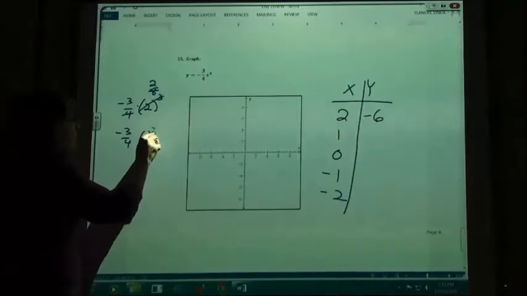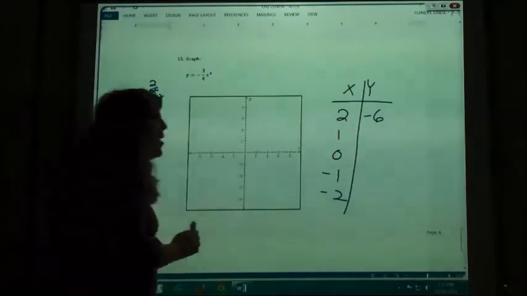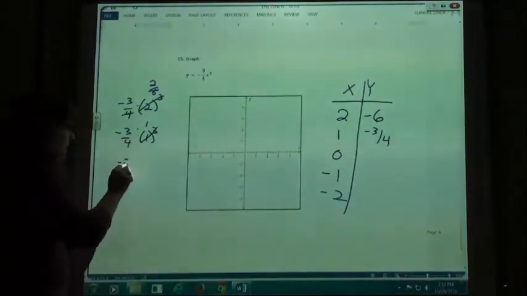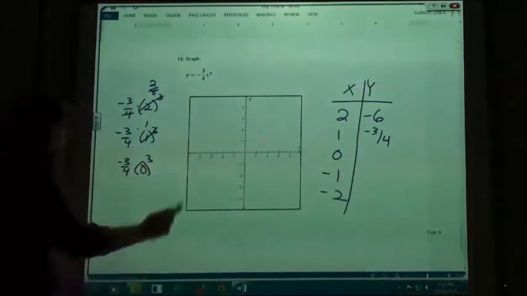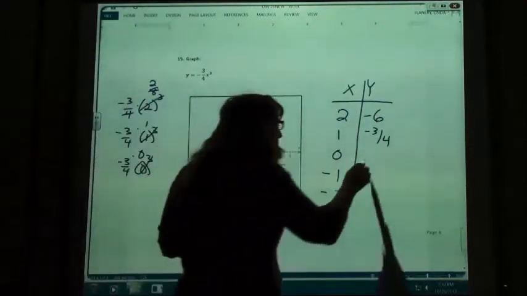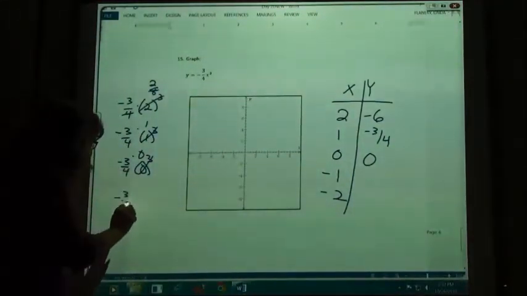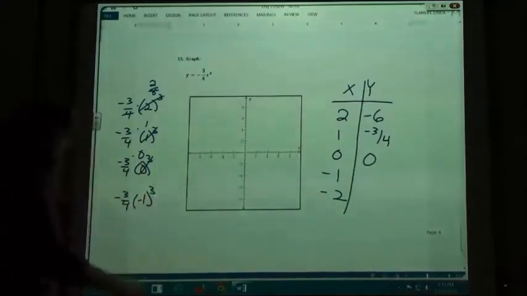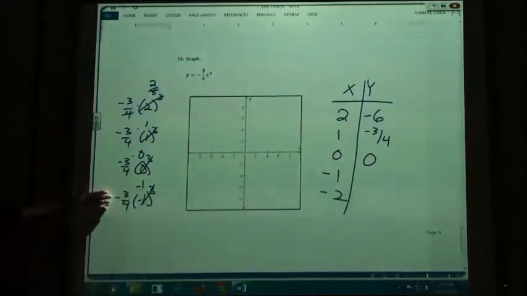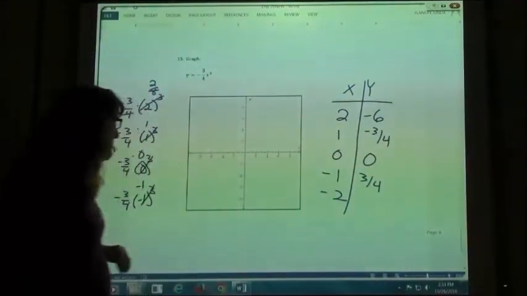Negative 3/4 times 1 cubed. 1 to the 3rd power stays 1. Negative 3/4 times 1, negative 3/4. Negative 3/4 times 0 cubed. Hopefully by now you know that's 0. 0 cubed is 0. Negative 3/4 times 0 is still 0. Anything times 0 is 0. Negative 3/4 times negative 1 cubed. When I cube my negative 1, it is still going to be negative 1. Negative 3/4 times negative 1 makes that a positive 3/4.